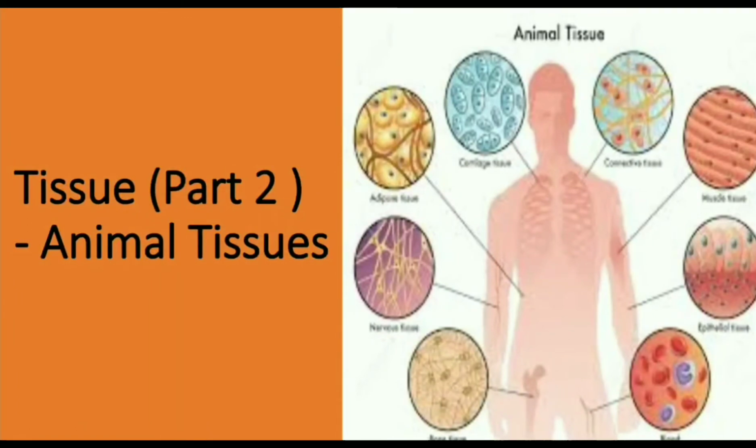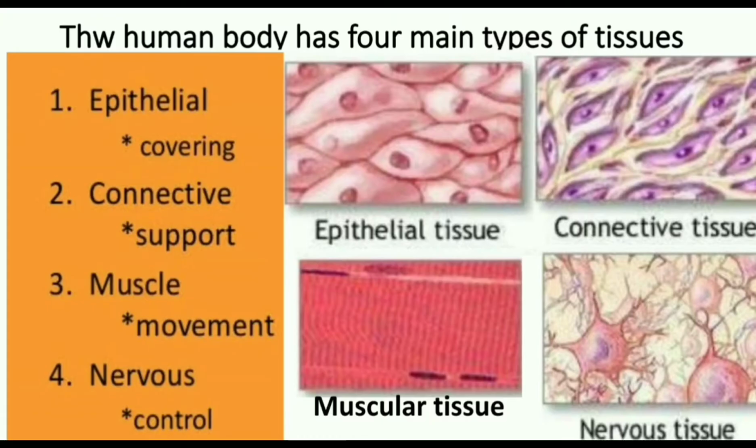Today we are going to start our chapter Tissue Part 2. In this part we are going to study about animal tissues. The human body has four main types of tissue.